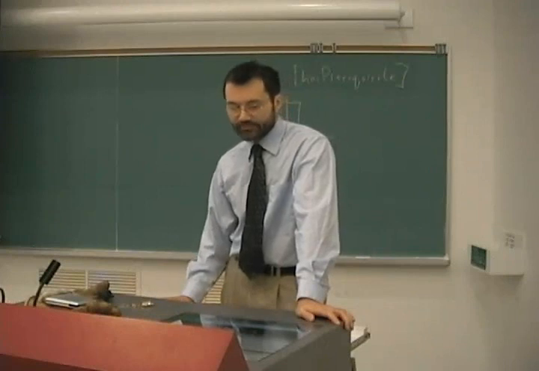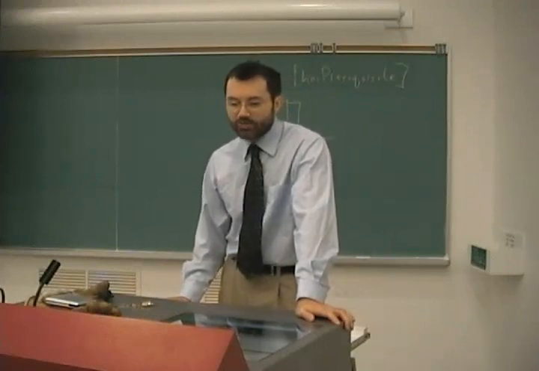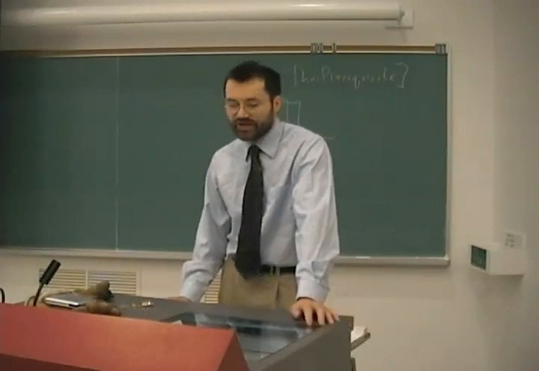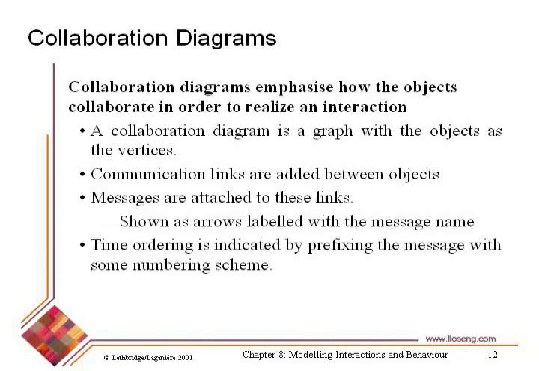Okay, so they emphasize how objects collaborate to realize an interaction as opposed to all the time dimension. Sequence diagrams show the time dimension heavily, whereas when you glance at a collaboration diagram, you're seeing objects and lines between them. That's what dominates your visual field. And so you're seeing the collaborations. And the actual messages are sort of attached to these lines. Okay, the objects are vertices and the lines are the collaborations then.